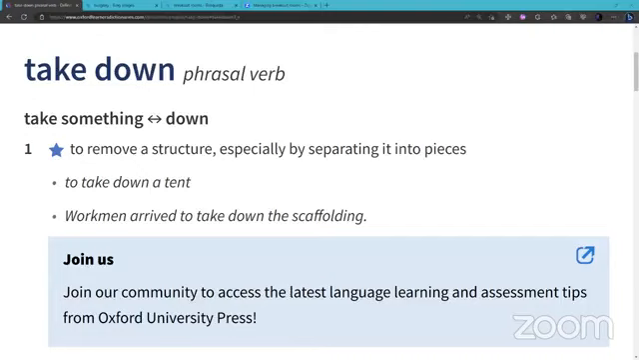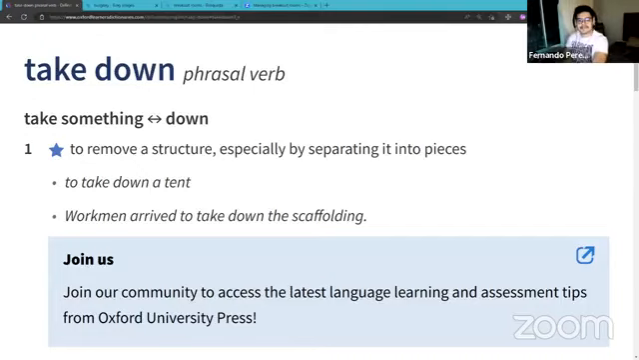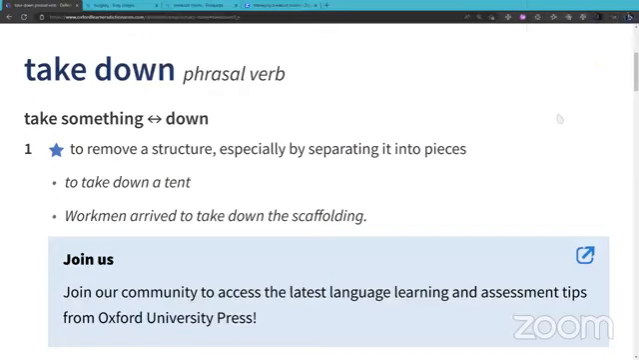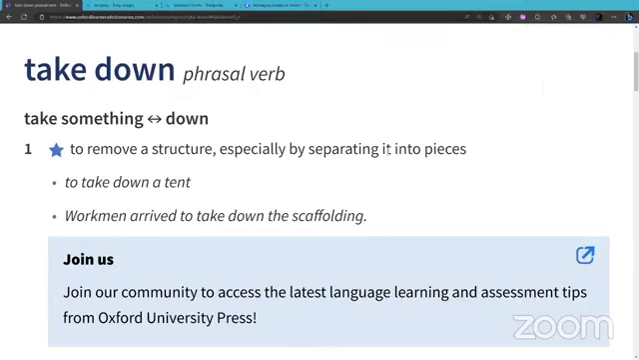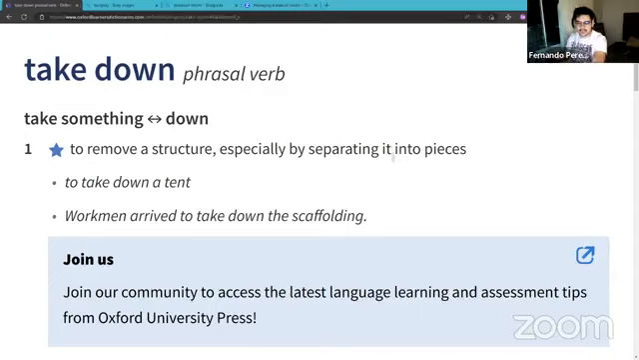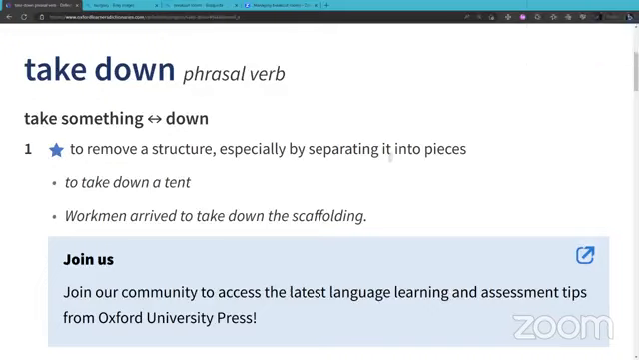I think that the most important part is to remove a structure, but I think that into pieces is also important. Well, I'm not sure. I think that everything is important, but yes, I think that the verb is remove, and we are removing a structure, and it has several pieces. It's not only one. So I think that we also need that information. So I think that is to remove a structure into pieces.